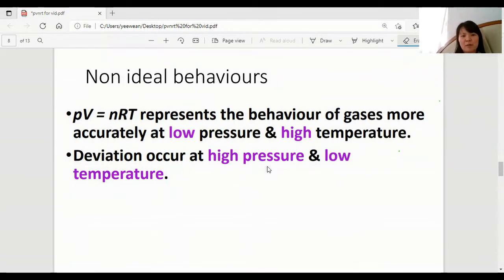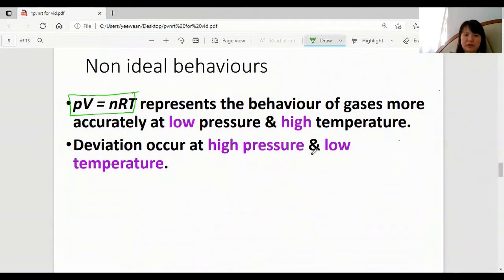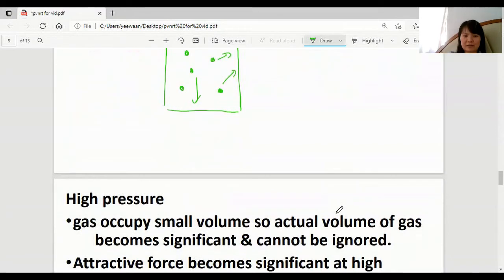Okay, a gas behaves more ideally and fits this PV equals nRT when it's at low pressure or high temperature. So at low pressure, it has more space to move, so its own size is negligible. And at high temperature, it will move so fast that it will not interact with the other particles. Okay, so what makes it not ideal when it's at high pressure or low temperature? Let's have a look at that.